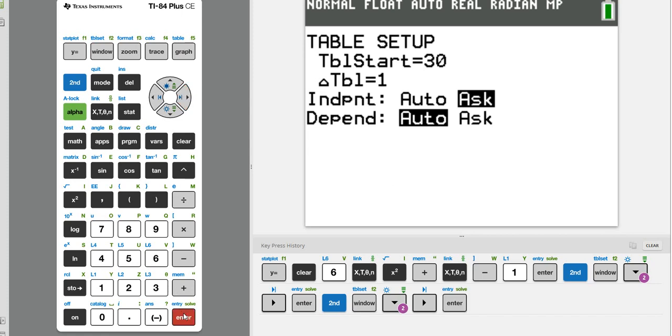All right. So we've done 2 things, right? We've got the window settings or the table settings all set, and we've got our equation entered. So everyone's with me because I want to make sure that you get this part. All right. So from here, let's go to the table.